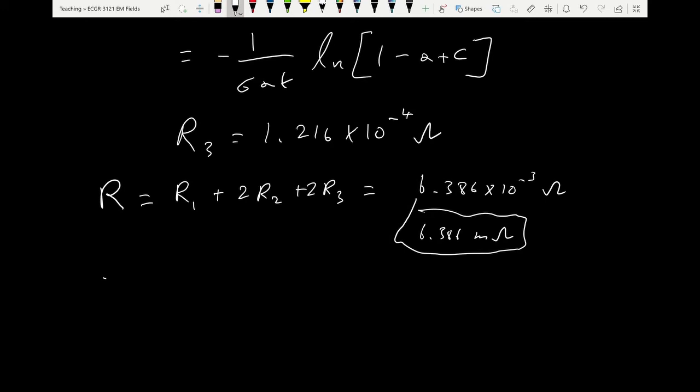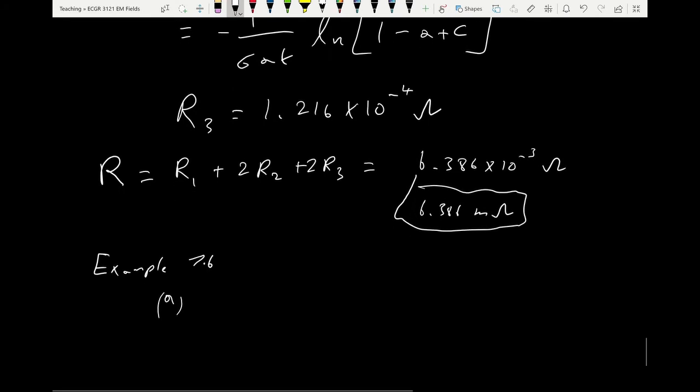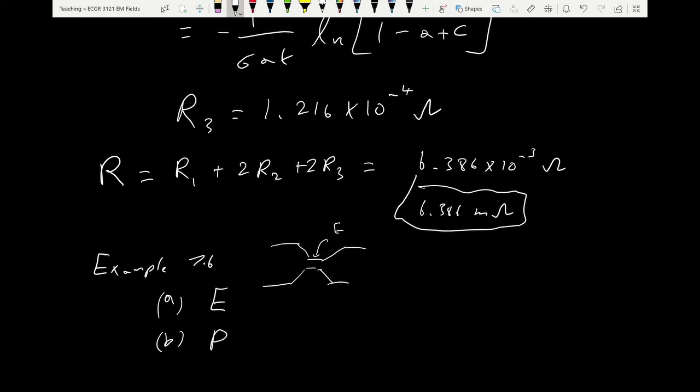Now, example 7.6 follows up on this same problem, but it asks for two extra things. It asks you to find the electric field in the narrow part of the fuse. So what's the electric field here? What's E here? And then B, what's the power dissipated in the neck, not the whole thing, just the neck of the fuse, right?